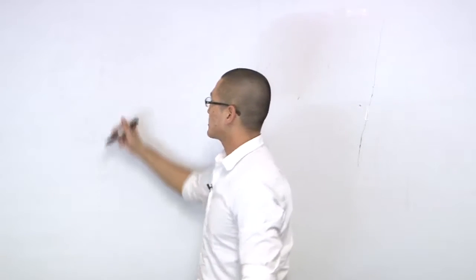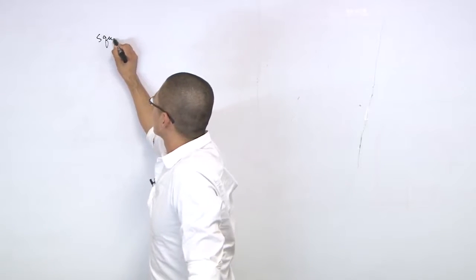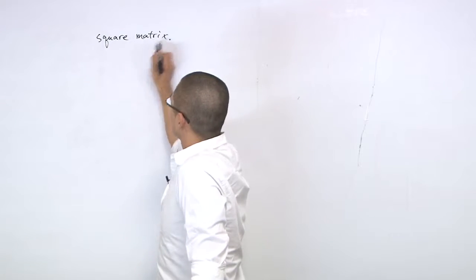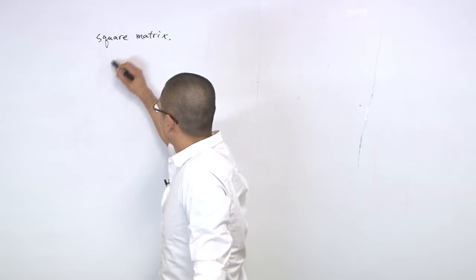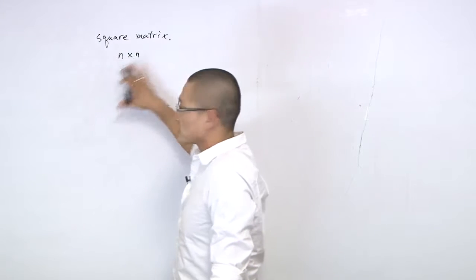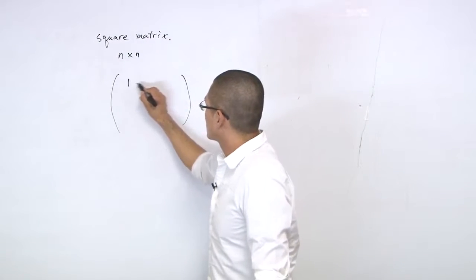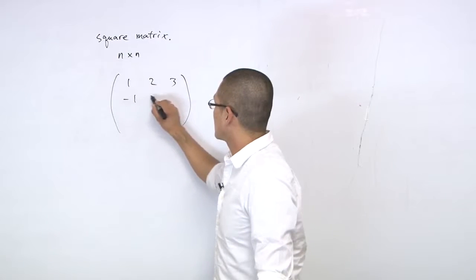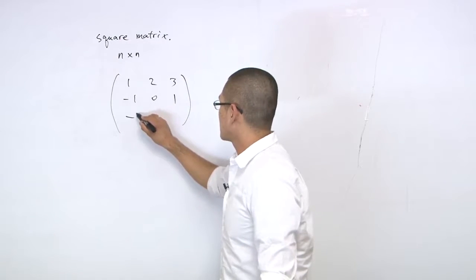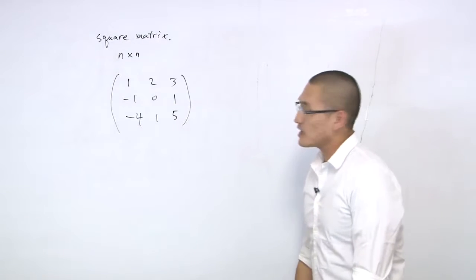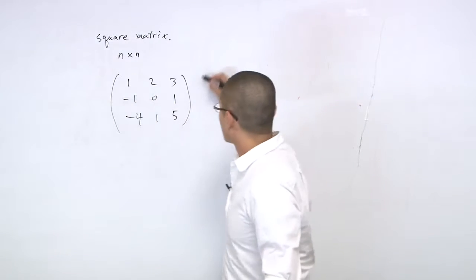So every matrix, not every matrix, but every n by n matrix, a square matrix, has something called a determinant. So n by n, rows and columns have the same number, right? Something like 3 by 3: 1, 2, 3, minus 1, 0, 1, minus 4, 1, 5. Something like that. This one will have something called a determinant.